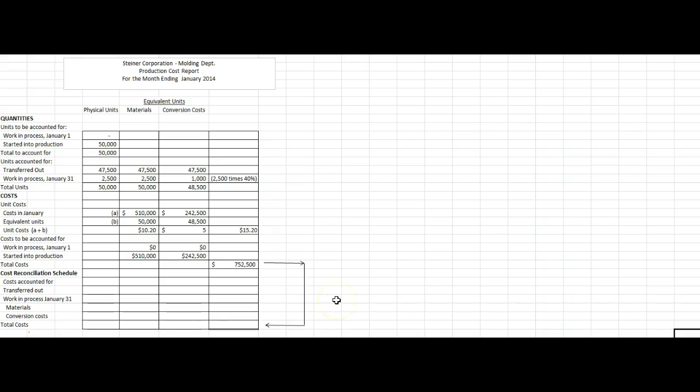$15.20. Our costs to be accounted for, there were $0 in beginning work in process. They gave us $510,000 worth of new materials. We added $242,500 worth of conversion costs. So our total cost to be accounted for is $752,500. How do we account for the $752,500? Well, we told you that we transferred out $722,000. So 47,500 units transferred out at $15.20 a unit. So that's $722,000.